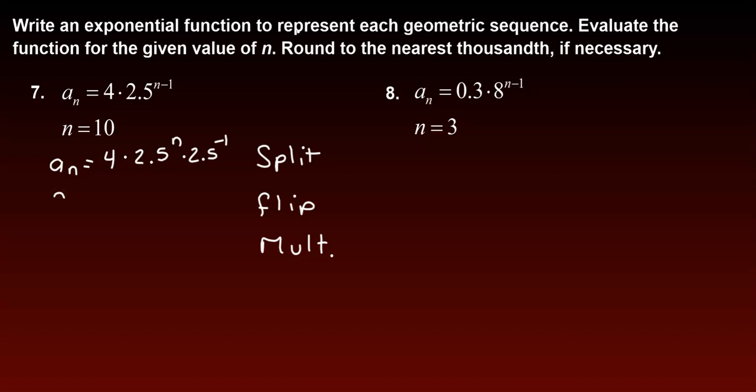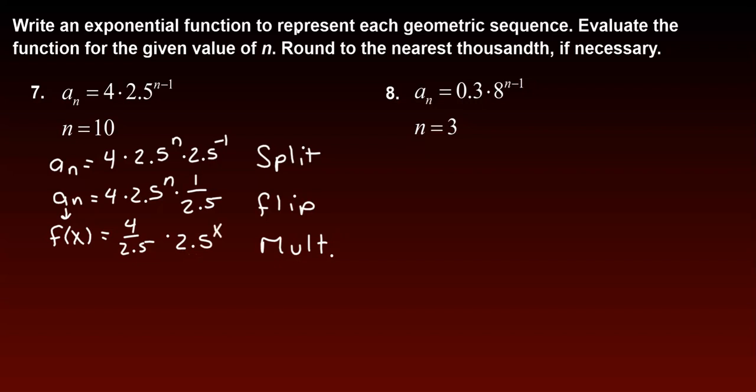Second thing is flip. A sub n. We can turn that 2.5 to the negative 1 into 1 over 2.5, because we know a negative exponent means to flip the fraction. And then on the next step, we're going to replace a sub n with f of x, which also means our n is going to become an x. And we're going to multiply the terms that do not have an n with it. So 4 times the 1 over 2.5, or just 4 over 2.5, times 2.5 to the x. We can also stick 4 over 2.5 in a calculator and get 1.6.